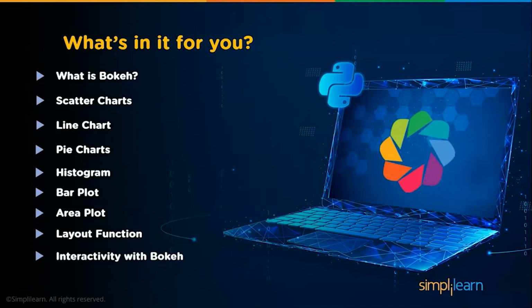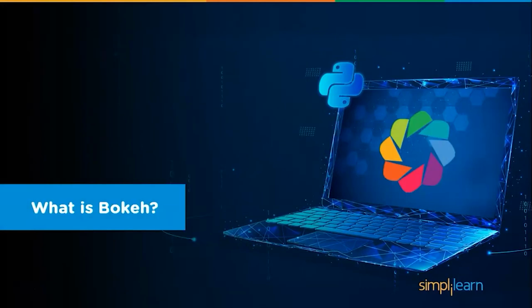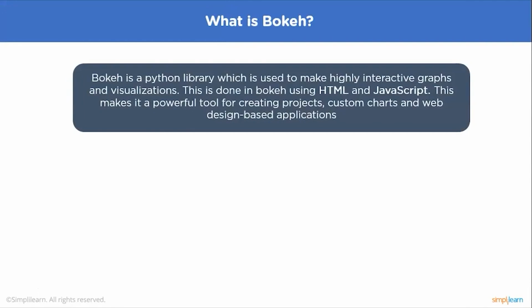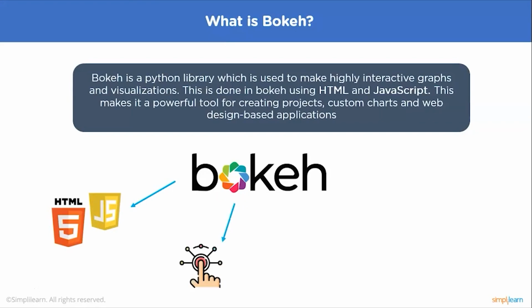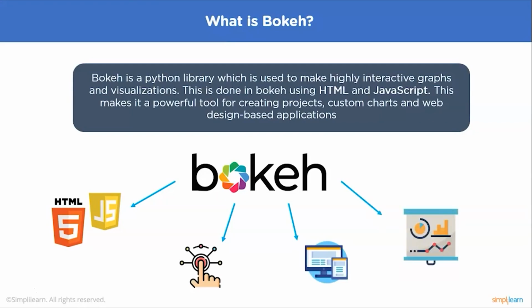And finally, we will use a data set to understand how we can make interactive charts in Bokeh by using everything that we've already learned in this video. So the first question that probably comes to your mind is, what exactly is Bokeh? Bokeh is a Python library which is used to make highly interactive graphs and visualizations. This is done in Bokeh using HTML and JavaScript. This makes Bokeh a powerful tool for creating projects, custom charts, and web design-based applications.